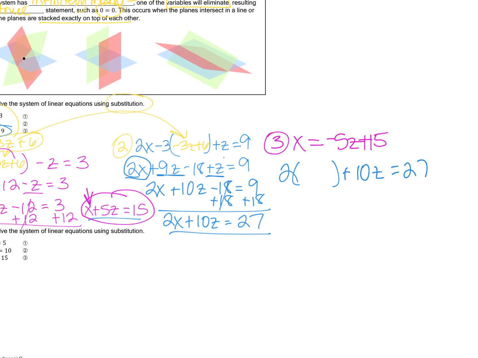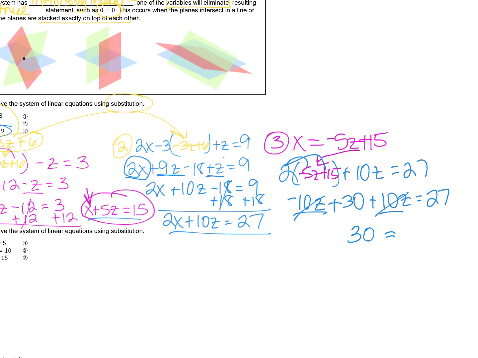So when I substitute in, it's negative 5z plus 15 in place of your x. So I'm going to distribute. That's going to be negative 10z plus 30 plus 10z equals 27. Okay, so combine your like terms. Notice my z's give me a 0. So I no longer have a z. Don't put z because that would be a 1z. So I have 30 equals 27. That is not true. 30 does not equal 27.